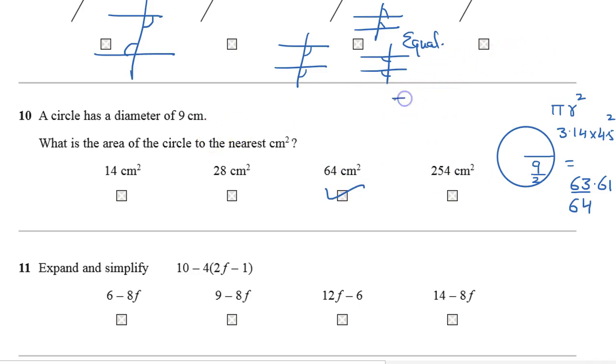So if it talks about the circumference, then circumference is pi d. If radius is given, the circumference is 2 pi r. If area is asked, it is pi r square. So you must remember these formulas.